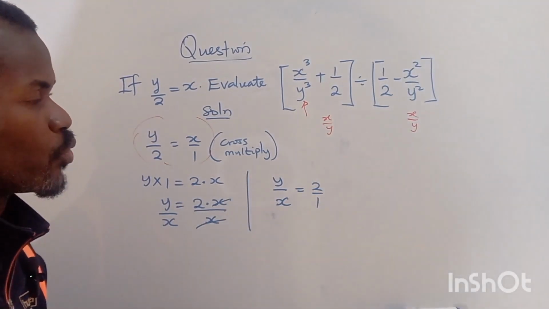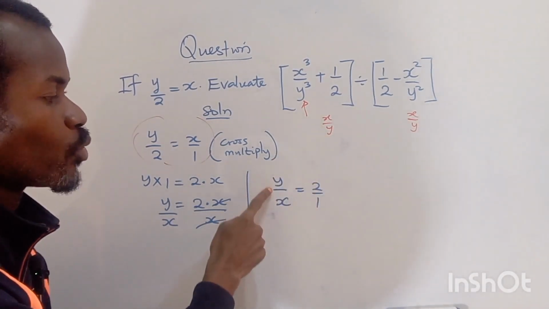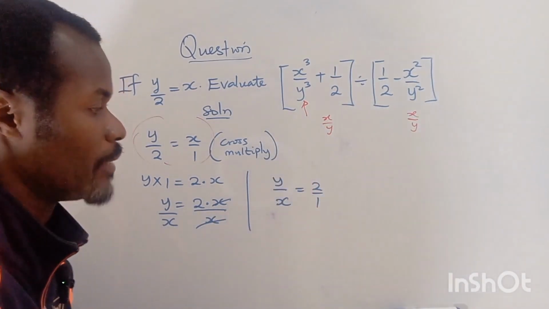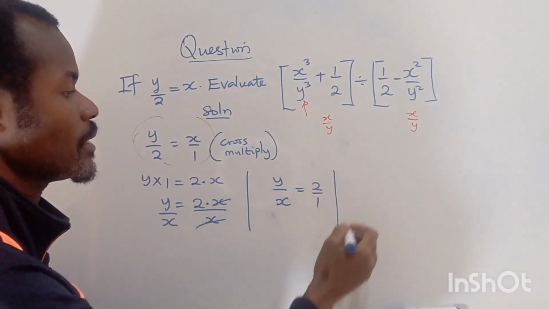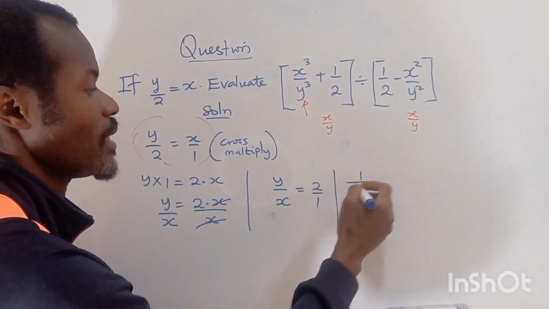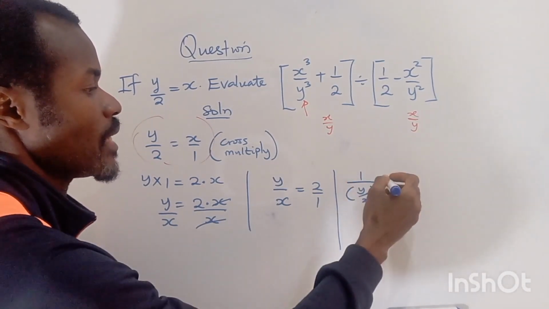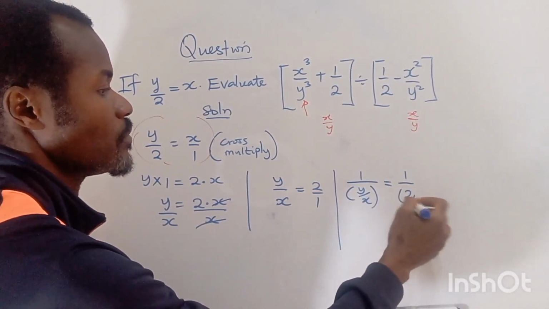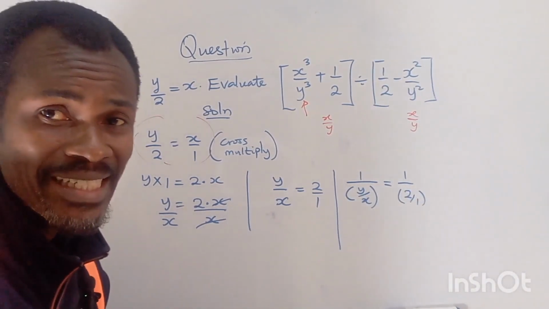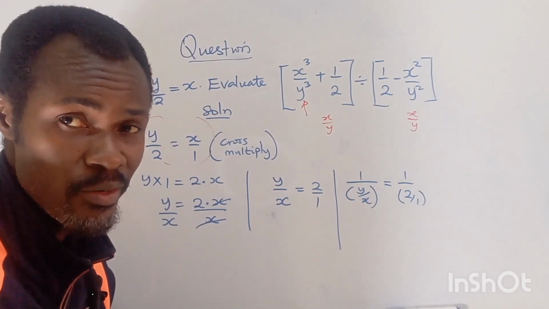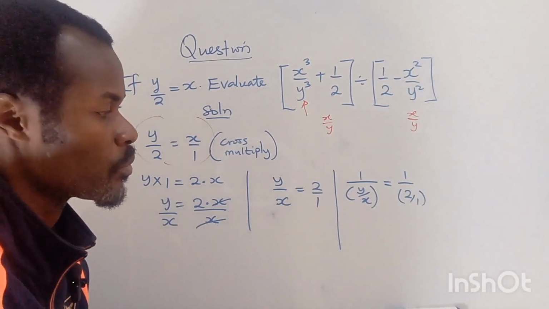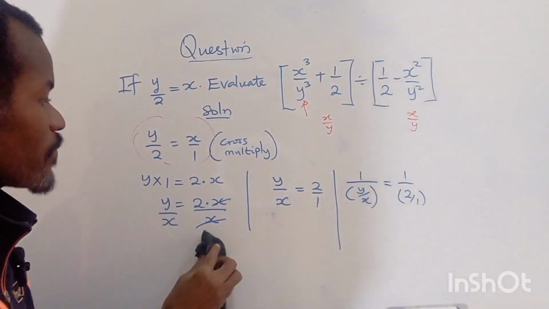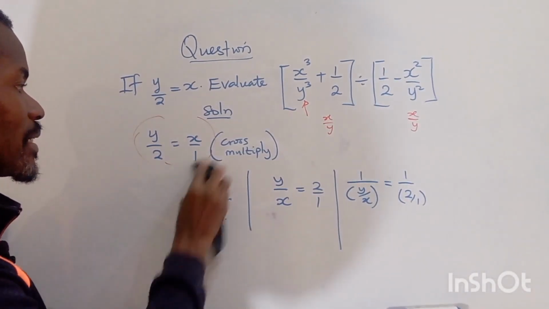But the question is, we are looking for x over y and not y over x. So what do we do to both sides to have x over y? All we need to do is, I'm going to use 1 to divide y over x. And I'm also going to use 1 to divide our 2 over 1. Or simply say, we are to take the reciprocal of both sides. Or we are to take the inverse of both sides. Now that we are taking the inverse of both sides, let's see what that gives us.